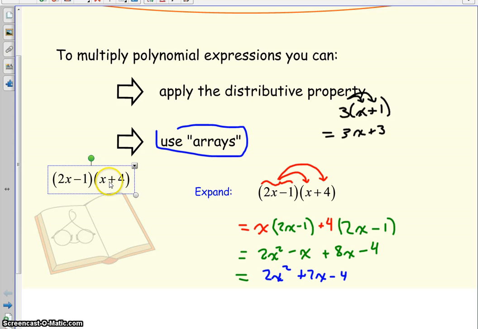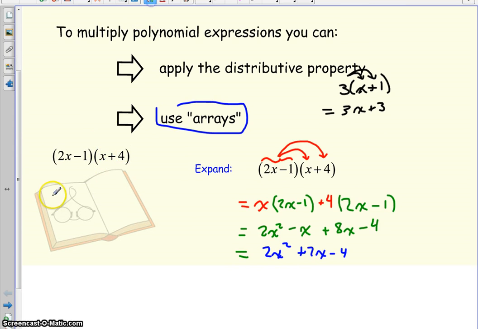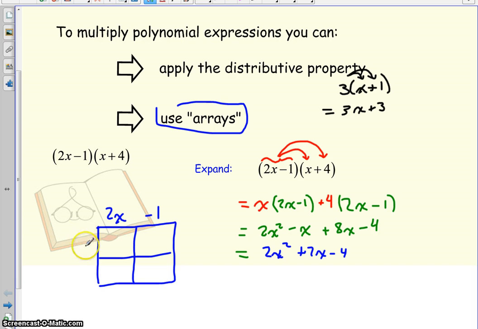So if you want to expand and simplify this using arrays, what you would do, because we have 2 terms in this bracket and 2 terms in this bracket, you would set up a 2 by 2 array, like so. Okay, and let's say we put 2x minus 1 along the top, and the second bracket, x plus 4 along the side, and fill in each box inside the array using multiplication.